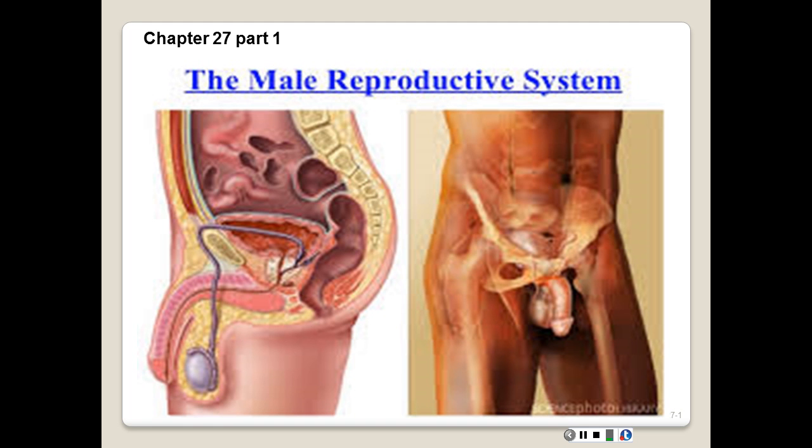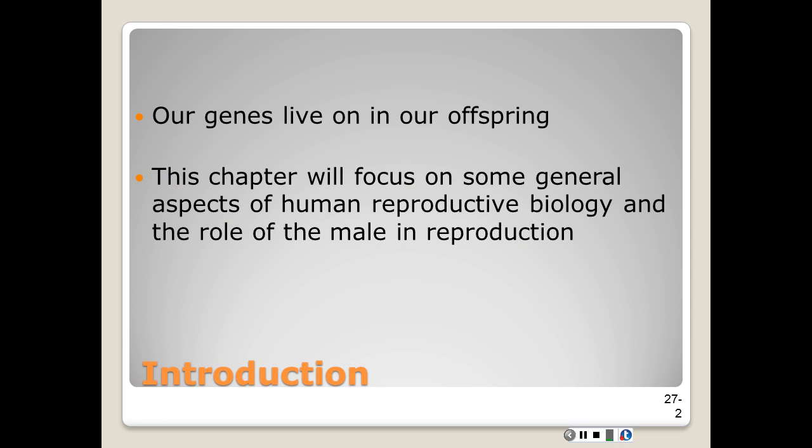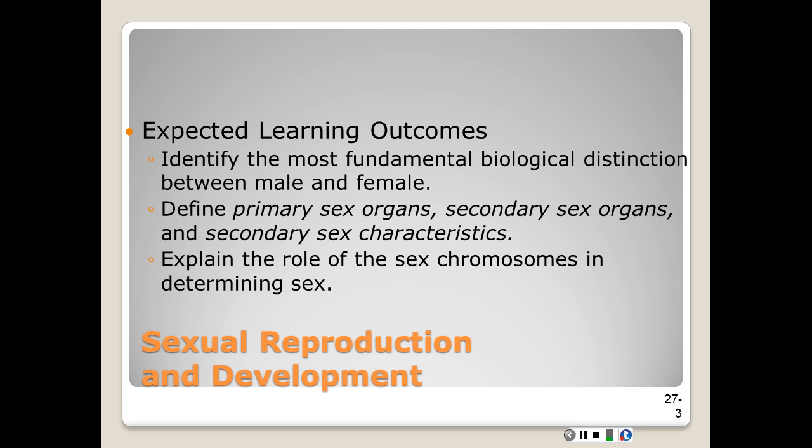So here we're going to be looking at the male reproductive system. Now our genes live on in other offspring. So genes are going to be passed on from a parent to the child and so forth. This chapter we're going to focus just on the general aspect of human reproductive biology and the role of the male in reproduction.